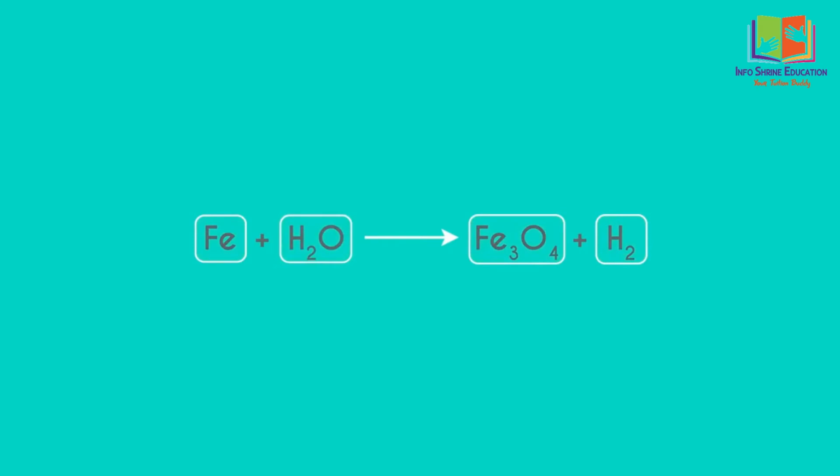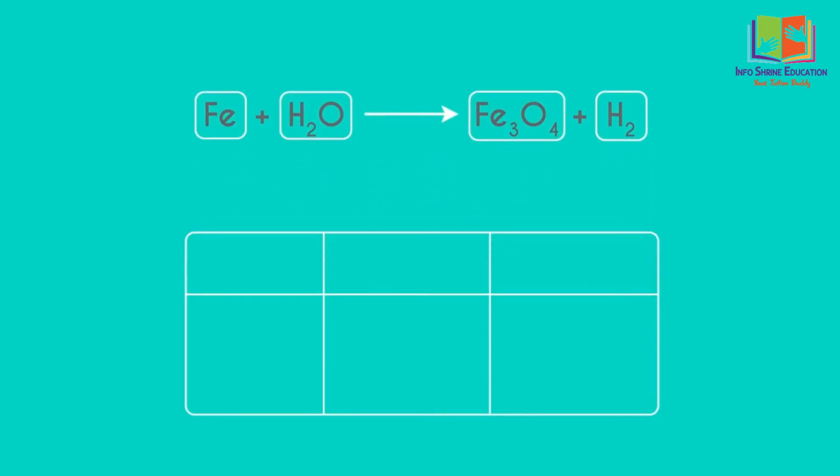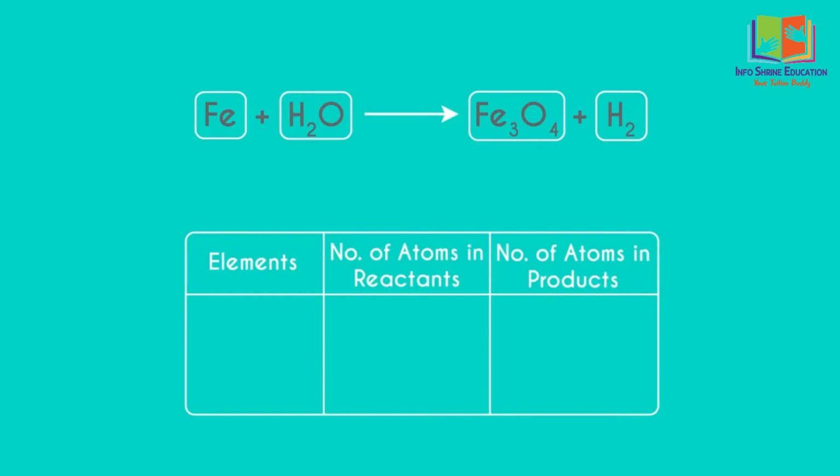Next, we populate this table. In the first column, we write down the different elements involved in the reaction. And then in these 2 columns, we write the number of atoms each element has on each side of the equation. Why don't you try filling up this table? Which are the elements or atoms present in the equation? Iron, hydrogen and oxygen, that's right. If you've not tried it yet, try filling up these 2 cells for each element.